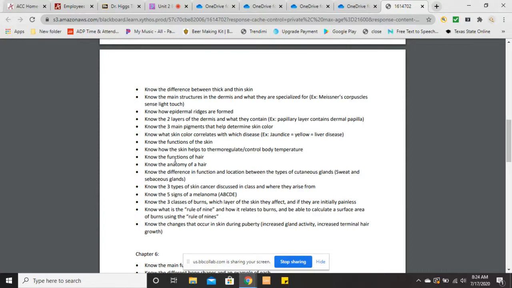And then to finish off this chapter, we look at the structures in skin, mainly hair, nails, and glands. And then we finish off with some things that could go wrong. So first up is hair.